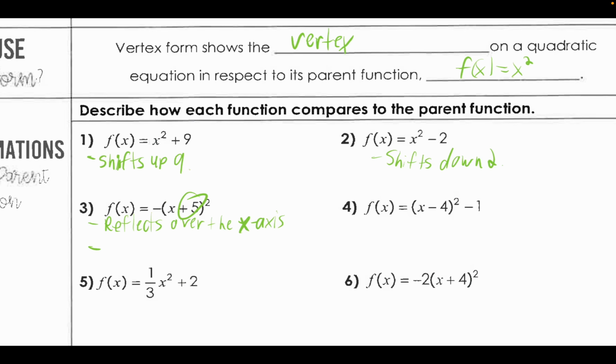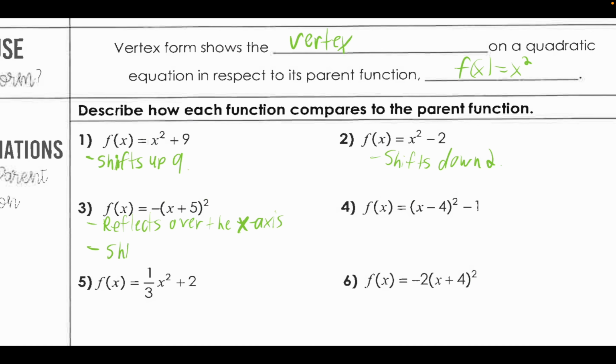This plus 5 tells us it shifts, and this is horizontal, so it's inside the parentheses. And since it's inside the parentheses, it's also a liar, and so it's going to be left 5, even though it says positive 5. I don't know why I capitalized L and left, but oh well.